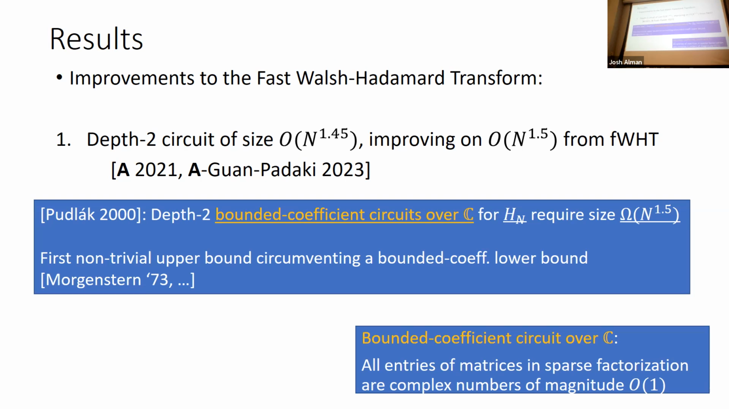There's actually a lot of work starting with Morgenstern in the 70s who showed that for lots of matrices like the Hadamard transform and the Fourier transform and so on, you really can't improve on the algorithms we know using just bounded coefficient circuits. And I think this is at least the first result that I know of which is non-trivially getting an upper bound that circumvents one of these bounded coefficient lower bounds. So we're going to actually beat the lower bound using unbounded coefficient circuits.